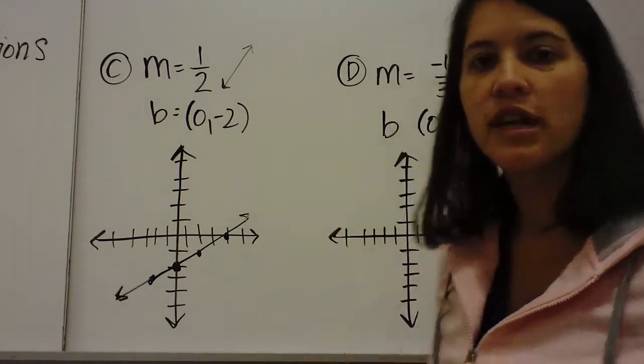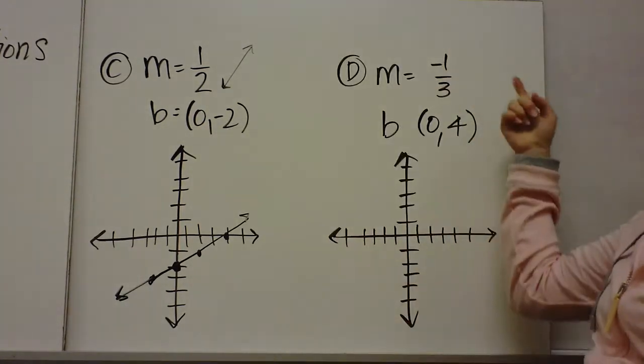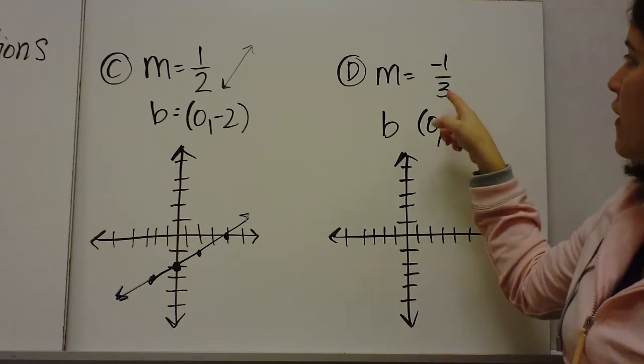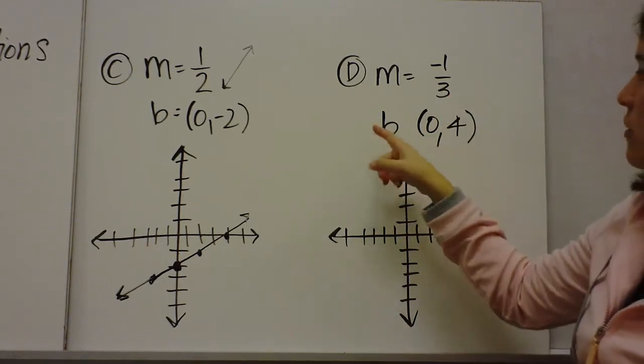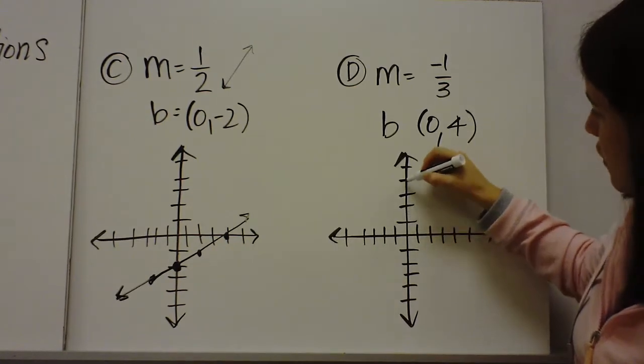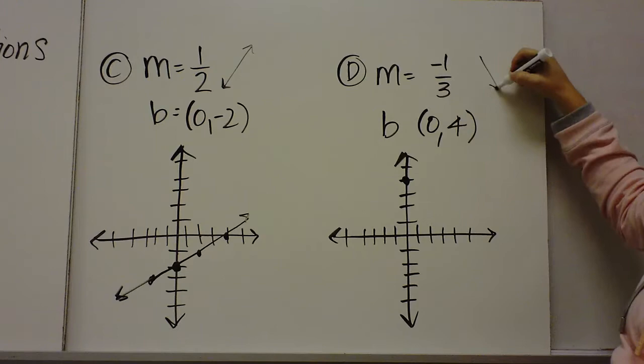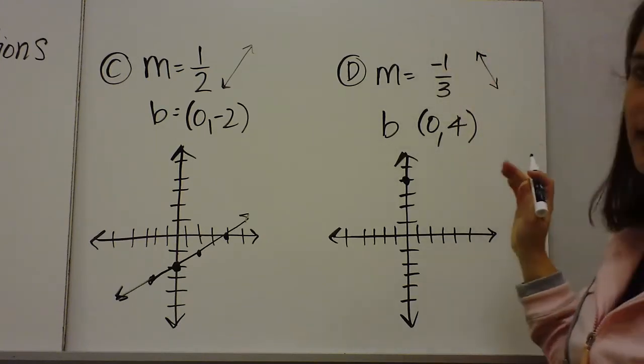All right, let's do one more together. Slope, negative 1/3, and our y-intercept is 4. So we start with our y-intercept and we go up to 4. 1, 2, 3, 4. You put a dot. And our slope is negative, so we want a negative line.